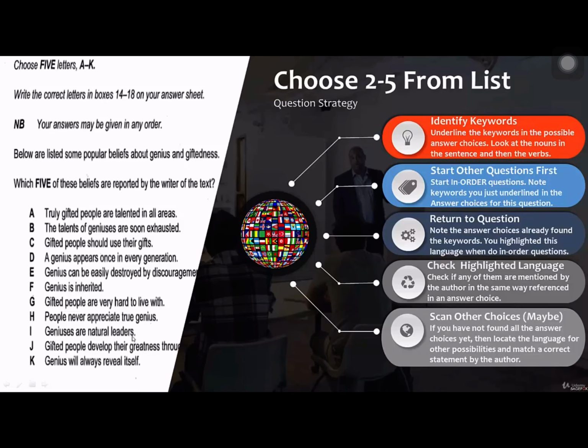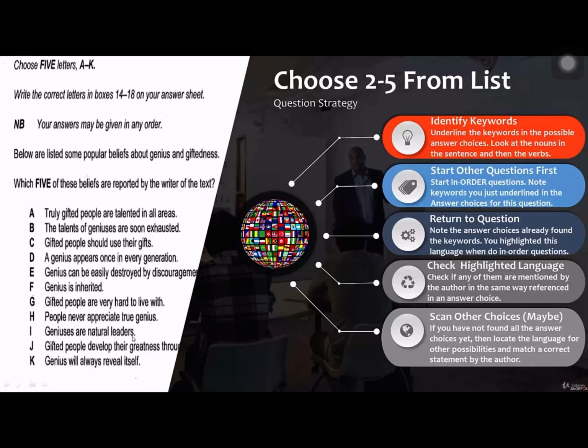Then the next step is to start the other questions first. Go and do the fill-the-blank question, go and do the matching question, or go and do the sentence completion question. Go do those first. But keep in mind, you've already highlighted the keywords first.